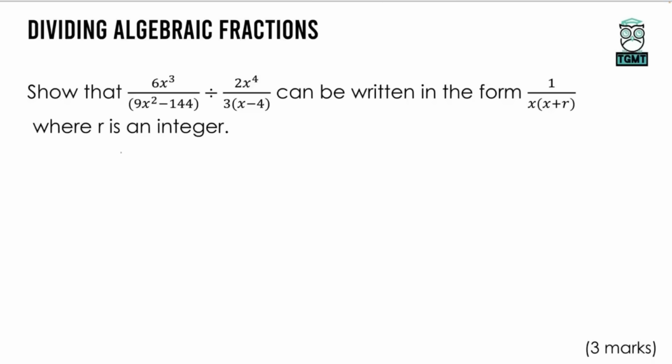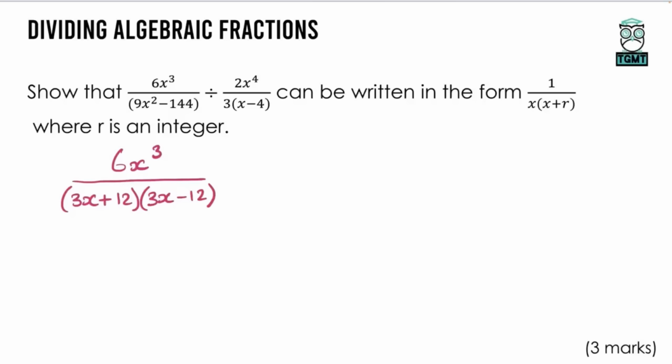Now the first fraction just has 6x cubed on the top, so that can stay as it is. The denominator here does have a difference of 2 squares, so 9x squared minus 144, 9 and 144 are both square numbers, so that would factorise to 3x plus 12 and 3x minus 12. There we go, just the square root of 9 and the square root of 144 in those sort of replicated brackets where one's a plus and one's a minus.